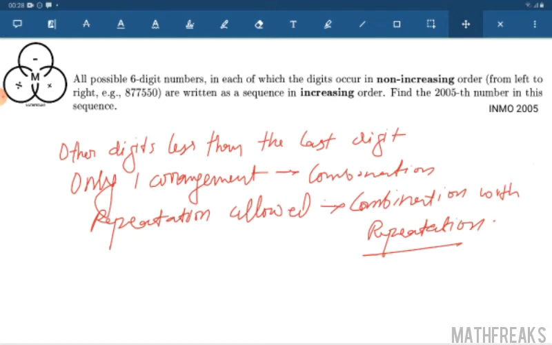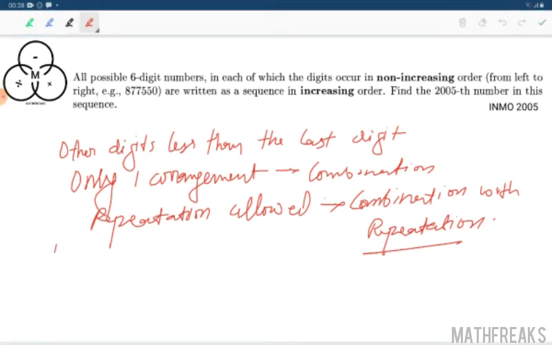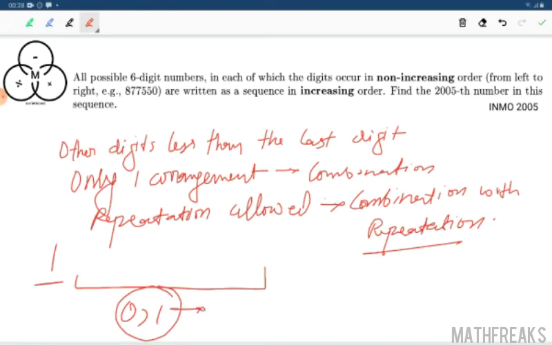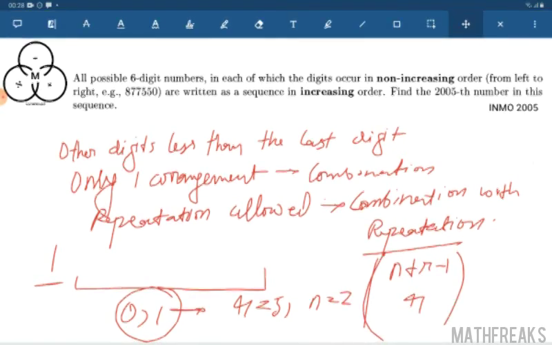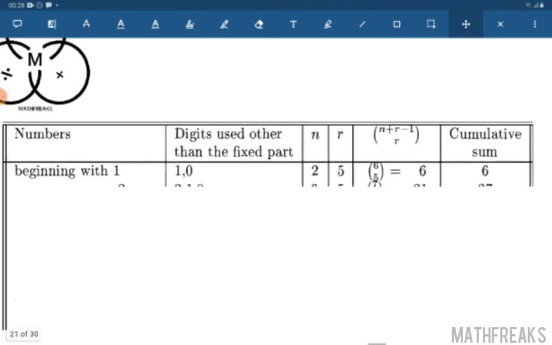So what we'll do, we'll first try to find the numbers that we can make with 1 on the 6th position, and in the other 5 we can have either 0 or 1, which can be repeated 5 times. N equals 2. This we can do in n plus r minus 1 choose r. Let's move forward. So as I said, we will begin with 1.